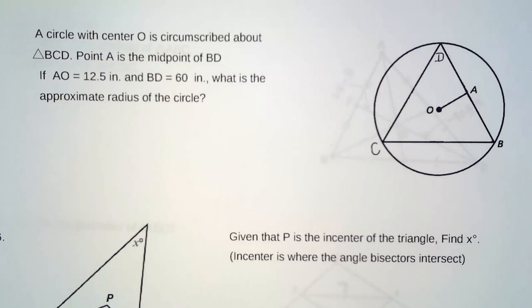Okay, a circle with center O is circumscribed about triangle BCD. Point A is the midpoint of BD. If AO is 12.5 inches and BD is 60 inches, what is the approximate radius of the circle? So how do I find that?